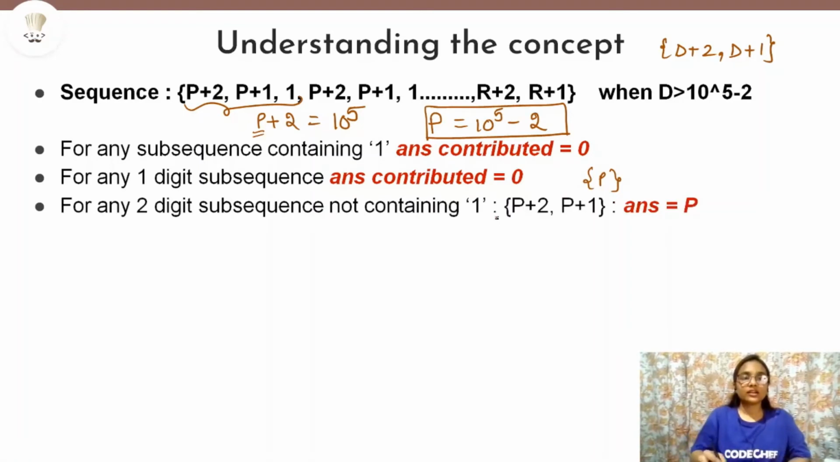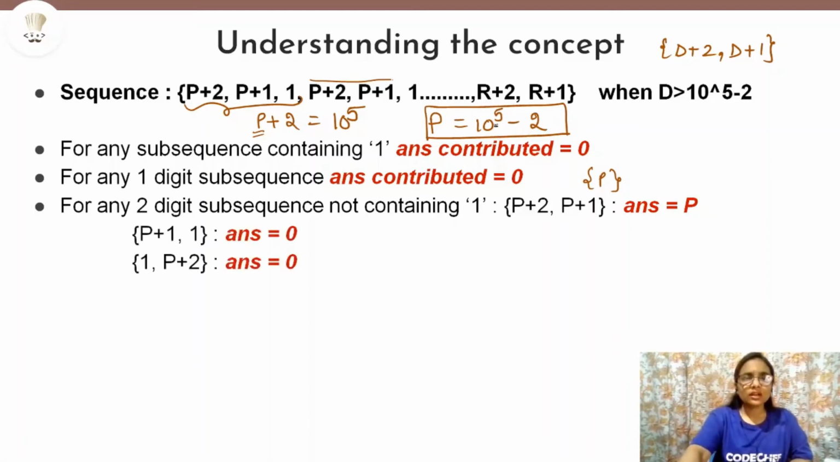Then if there are 2-digit sequences which do not contain 1, what will they be? It will be just p plus 2, comma, p plus 1, because the subsequences of length 2 which do not contain 1 will only be these. Here the answer contributed will be p, and if we take p plus 2 as 10 to the power 5, then each time we will be able to contribute 10 to the power 5 minus 2 in our summation. The rest of the 2-digit subsequences will be those which contain 1 in them, so for those again the answer contributed will be 0.